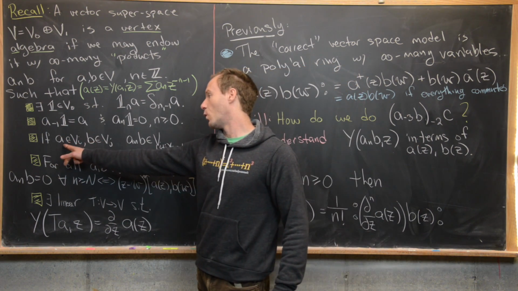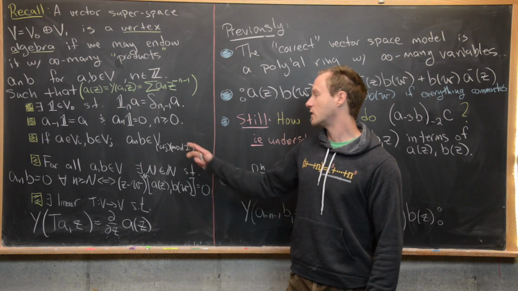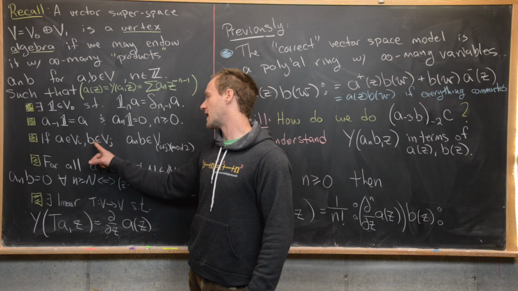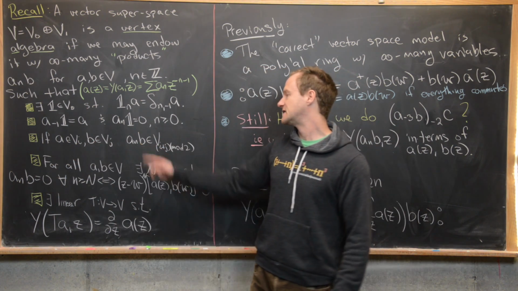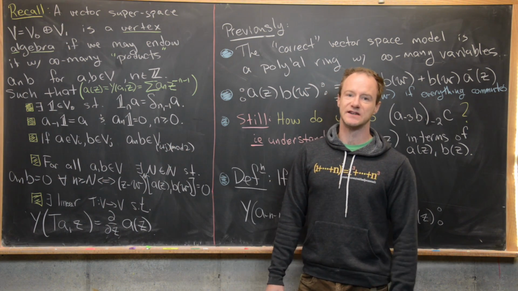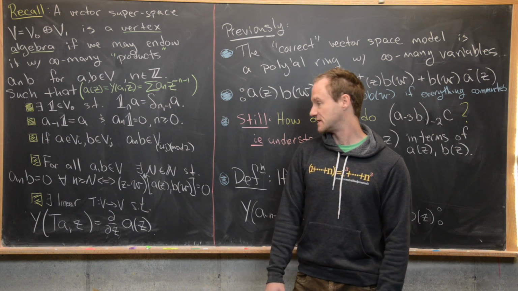If you start with one even and one odd element, regardless of which one's which, you will get an odd element. And furthermore, if you start with two odd elements, in other words, a is in V1 and b is in V1, then a sub n b is in V_(1+1 mod 2), but that's V0. So the product of two odd elements is an even element.